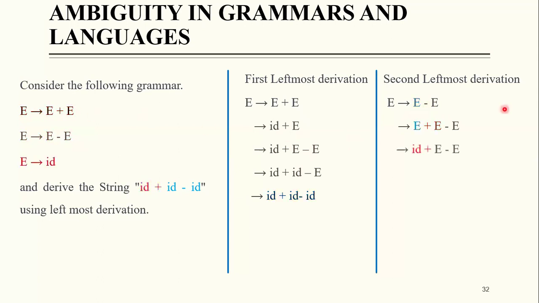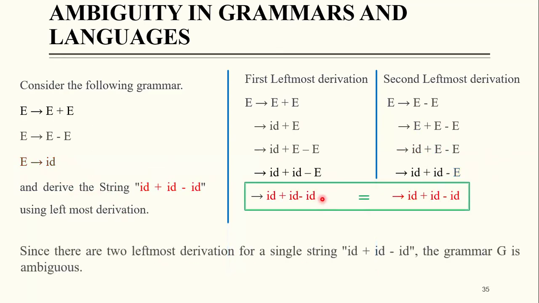Next, for the first leftmost non-terminal, I replaced it using the production E derives ID. And again, I have chosen E derives ID for the next non-terminal E. For the last non-terminal E also, I have chosen the production E derives ID. Finally, I got ID plus ID minus ID.